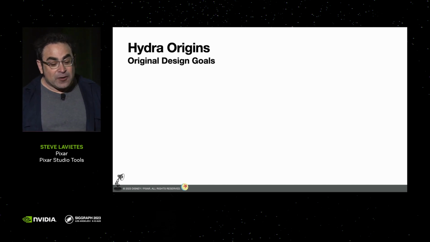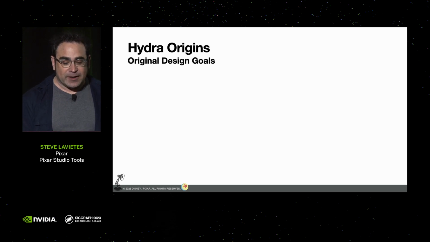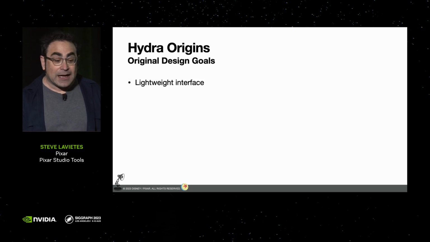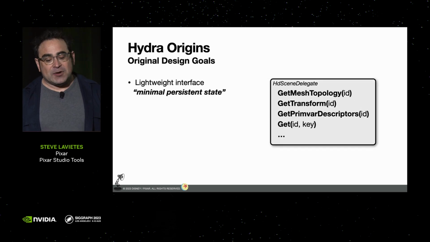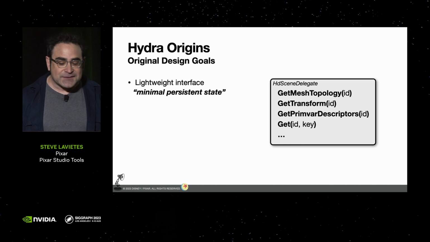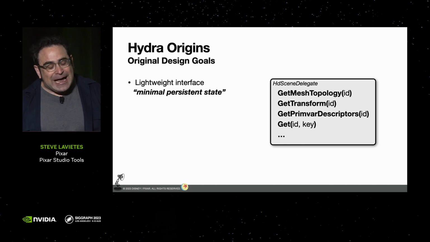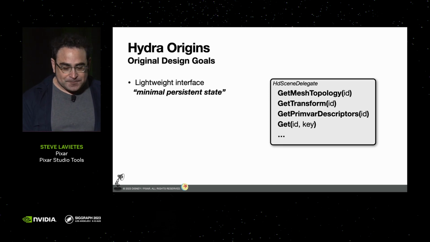So the original design goals of this Hydra are still applicable, and I'm going to go over them. It was supposed to be a lightweight interface. It wasn't supposed to get in the way. So it had minimal persistent state, and this notion of a scene delegate, where you would implement virtual methods for these fixed fields like get mesh topology, get transform, get primvar descriptors and everything. And so the vocabulary that was expressed was specific to this one OpenGL renderer.